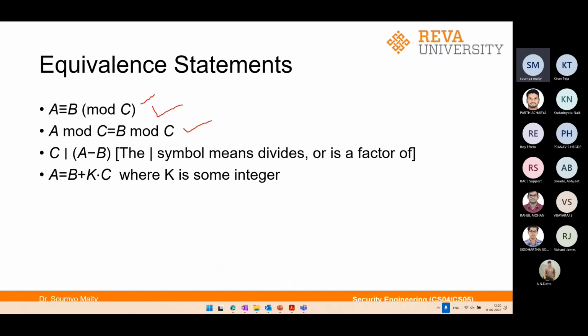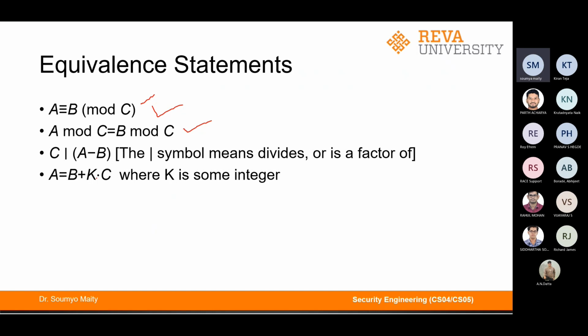So now we understand why A minus B is always divisible by C, and also A equals B plus K into C, where K is any integer. That's why this happens, right? If it is an integer, then A minus B is always divisible by C. So these are equivalent statements. All these four statements have the same meaning, right?